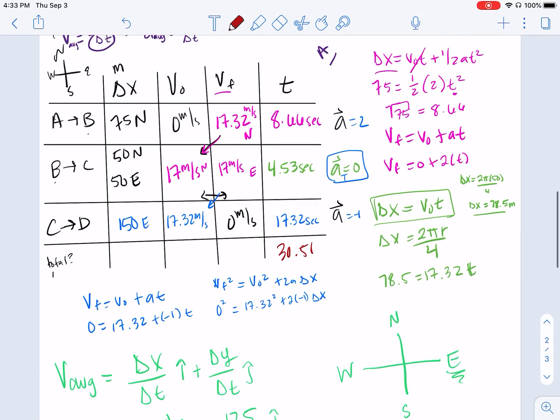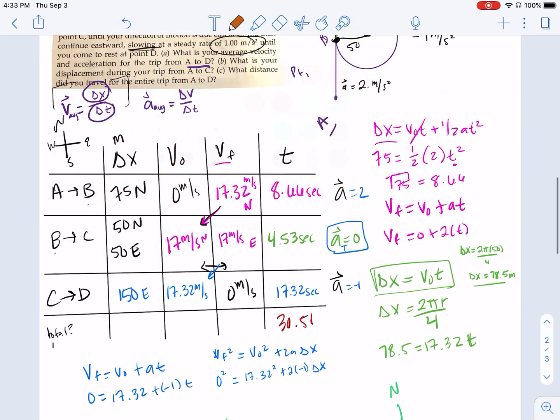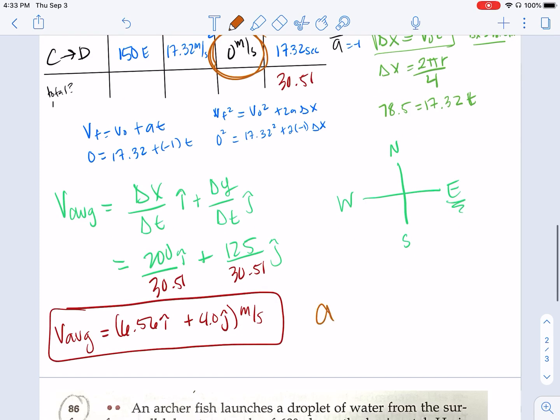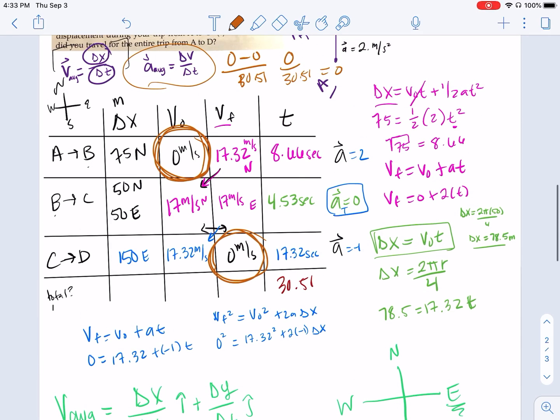Okay, we're not done. Crazy, right? Sometimes problems can just be never ending. We also need this. That was actually the easy part. My final velocity is 0. My initial velocity is 0. So here we're going to do 0 over 30.51. Well, 0 over 30.51 is 0. So we actually have an average acceleration of 0 meters per second squared. And that just comes down to that definition and that final minus initial.